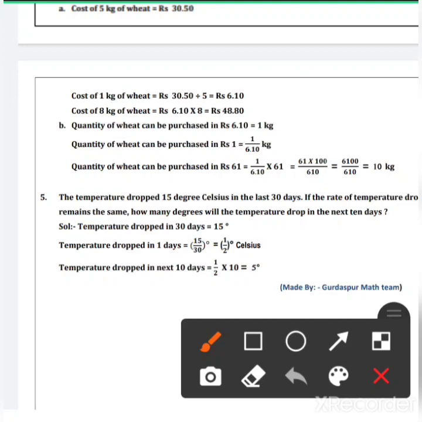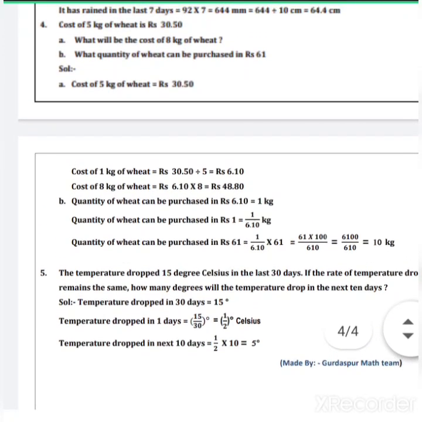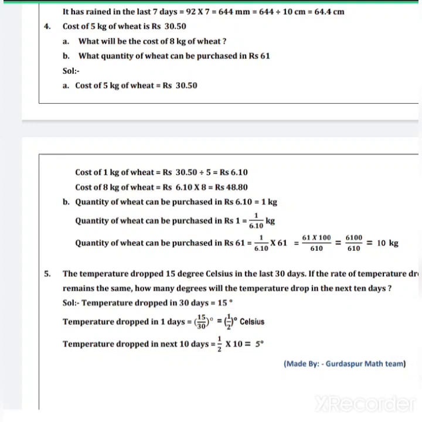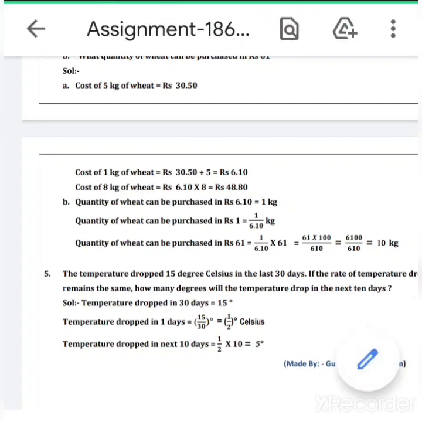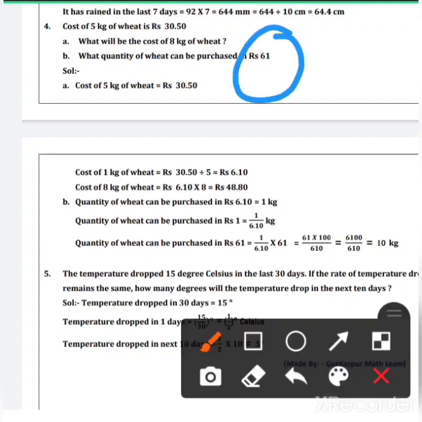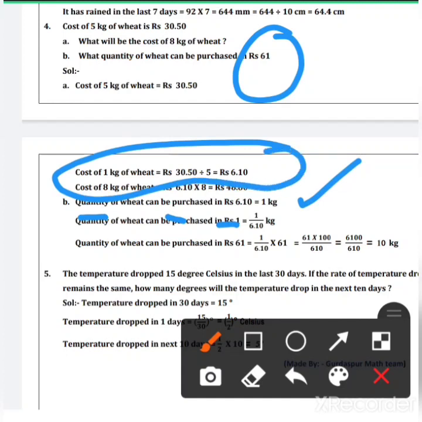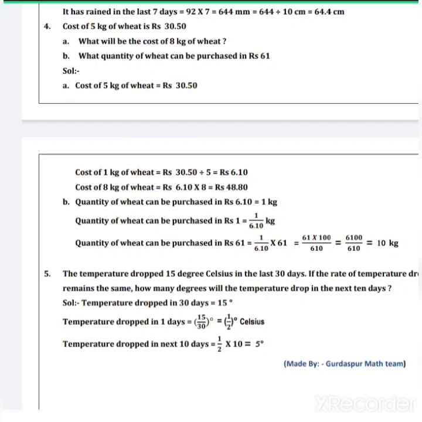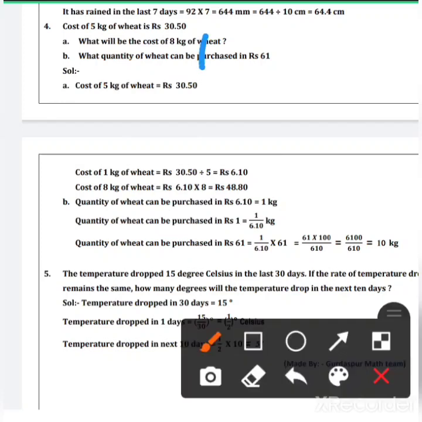In option B, here is also a question: what quantity of wheat can be purchased for rupees 6.10? So let us solve this. The quantity of wheat that can be purchased for rupees 6.10 is equal to 1 kg. We found in question 1 here that the cost of 1 kg wheat is equal to rupees 6.1. So the quantity of wheat that can be purchased for rupee 1 is equal to 1 over 6.1 kg.